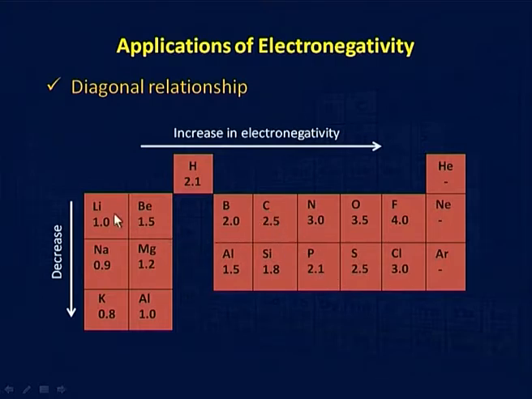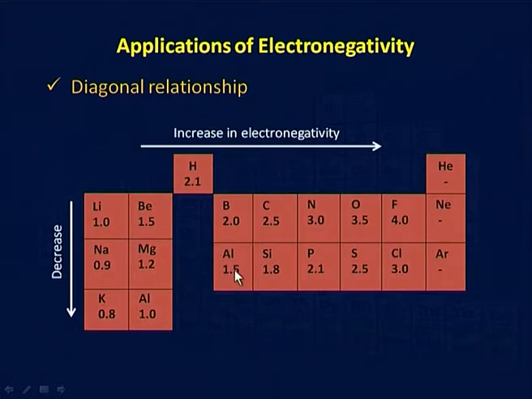Here we find that the electronegativity value of lithium is 1 and magnesium is 1.2, which is nearly the same. If the values are nearly the same, then they show similarities in their properties, and this similarity in property is known as diagonal relationship.